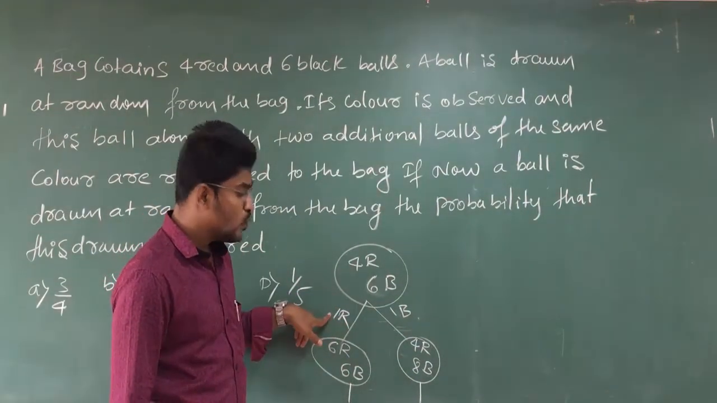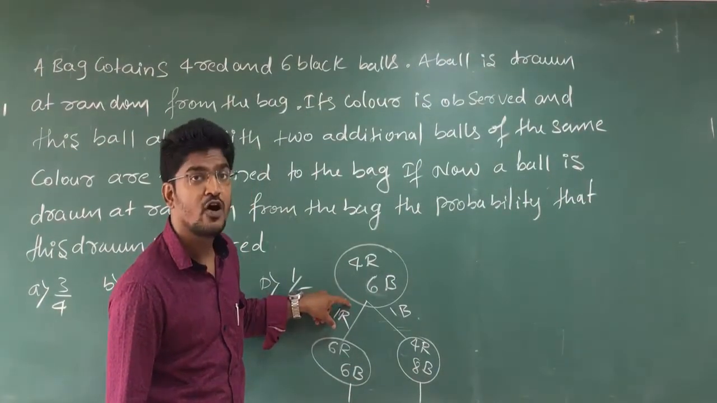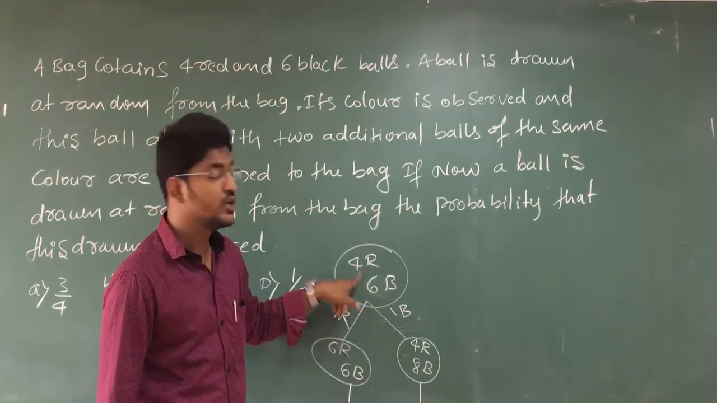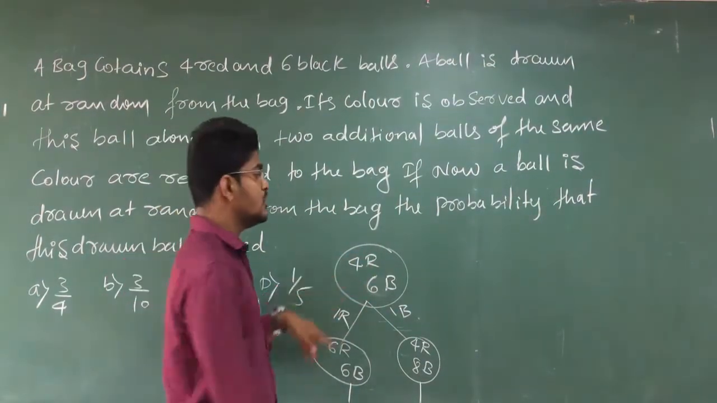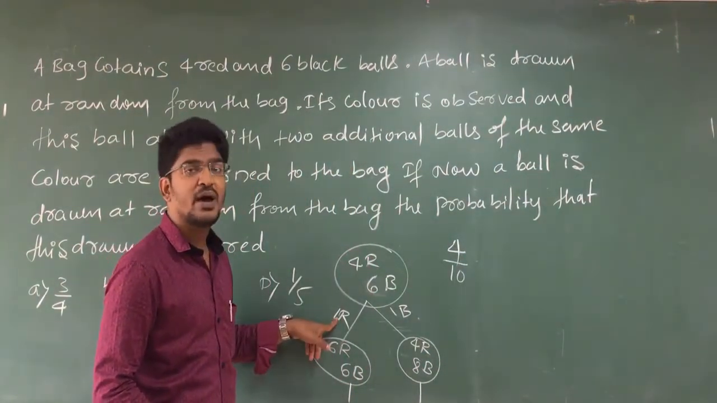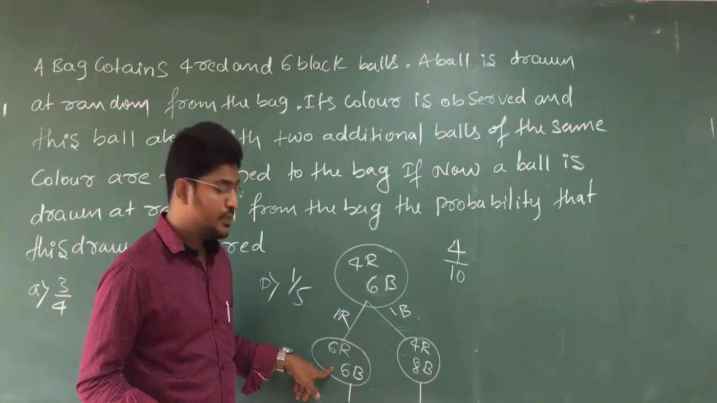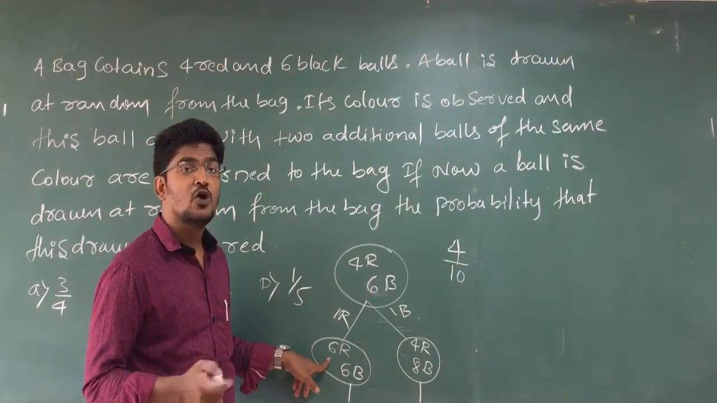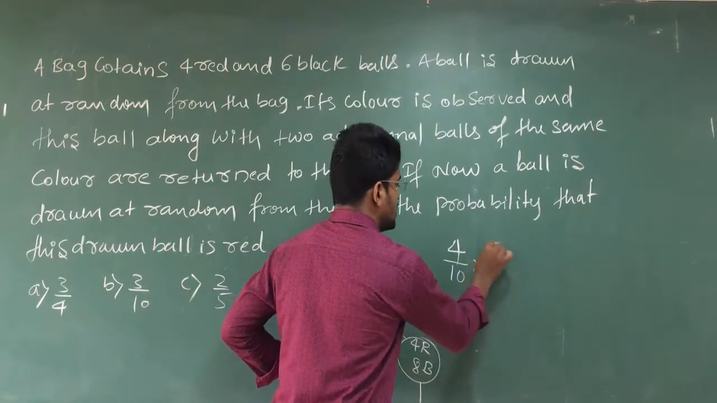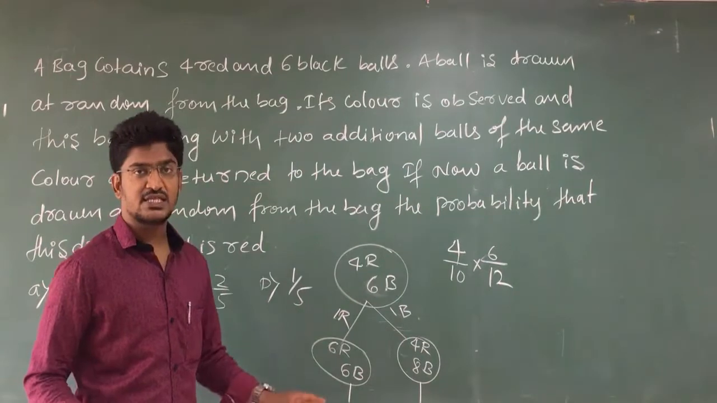In the first case, 1 red ball is drawn out of 4 red balls, total 10 balls in the bag. So out of 10, it will be 4 by 10, the probability of picking 1 red ball. Next, here there are 12 balls. Out of 12 balls, they are taking a red ball, that means multiplied with 6 divided by 12. Okay, this is the first case.